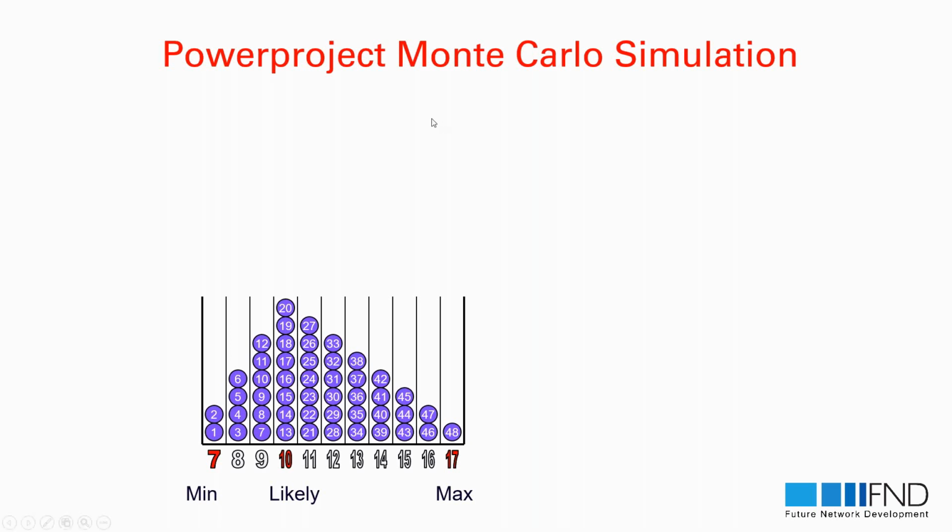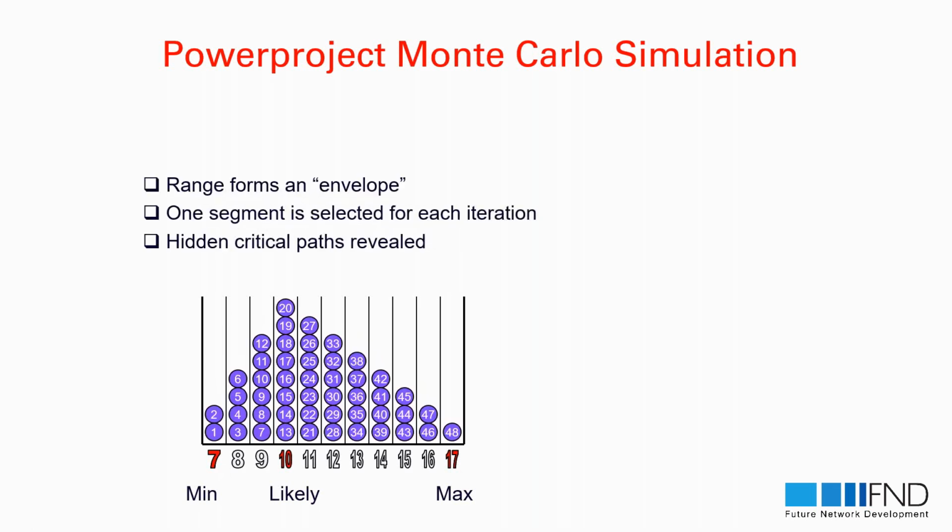So let's say that we have one task, and this task is around 10 days optimally, okay? The best case is 7 days, the worst case is 17 days. I have 50 balls, and this is called iteration. I put the 50 balls in the box, and one by one I am selecting them. This is the range form, the envelope, and hidden critical path related.